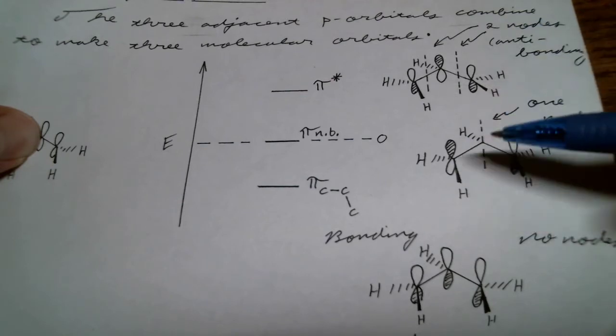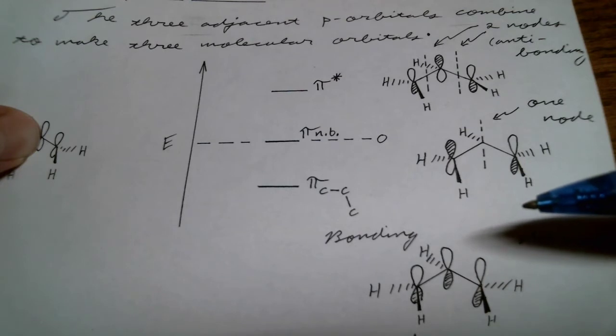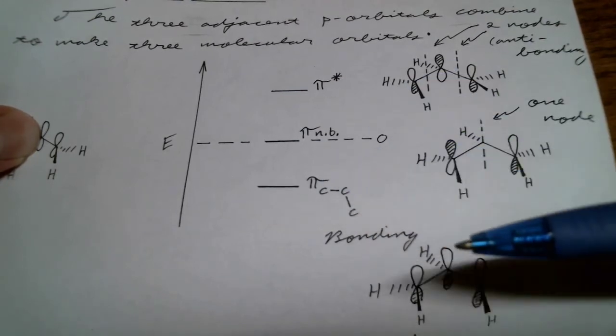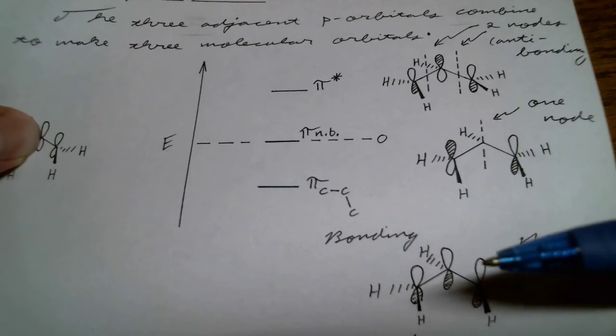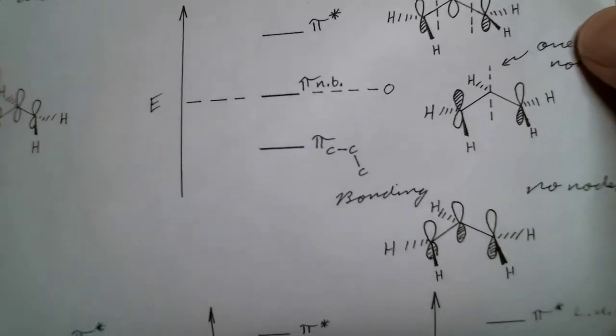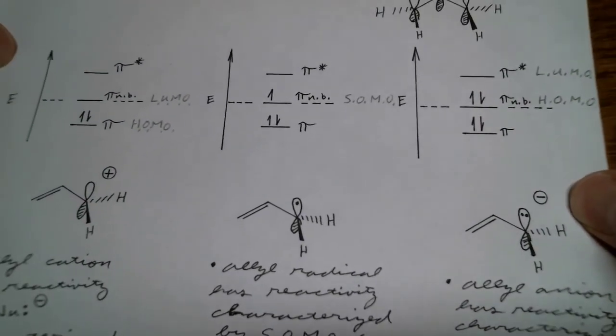Well, what falls out of this? Maybe we'll see a more clear picture when we look at the different types of allylic systems that we can have. We can have an allyl cation, an allyl radical, and an allyl anion. So let's look at what the molecular orbital diagrams look like for each of those cases, right?